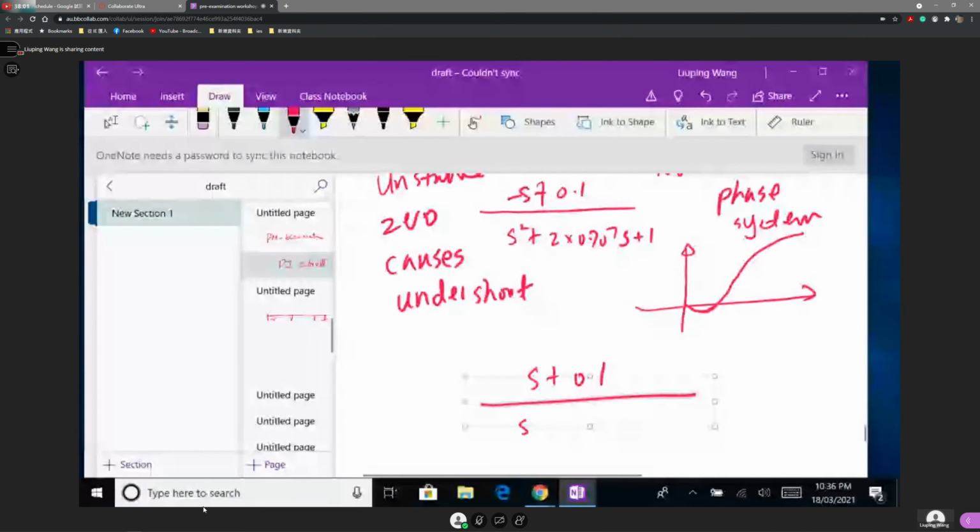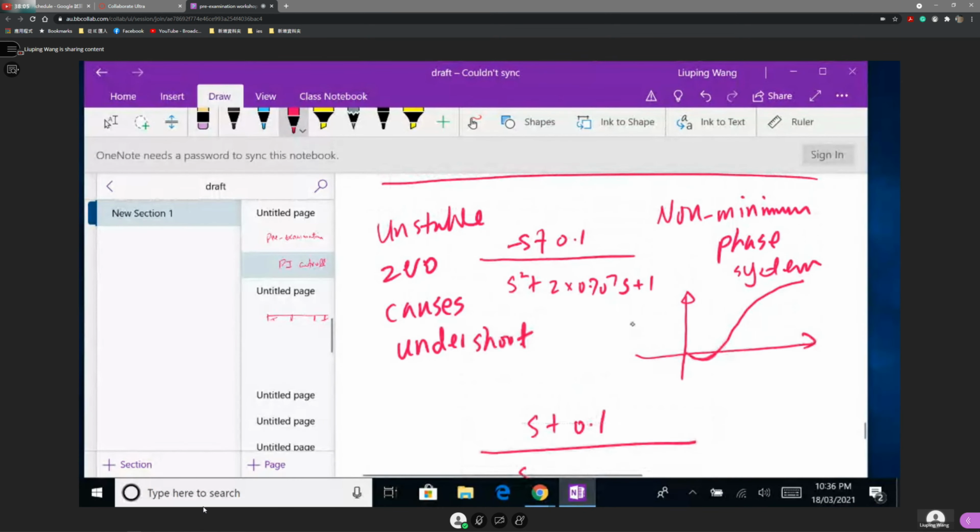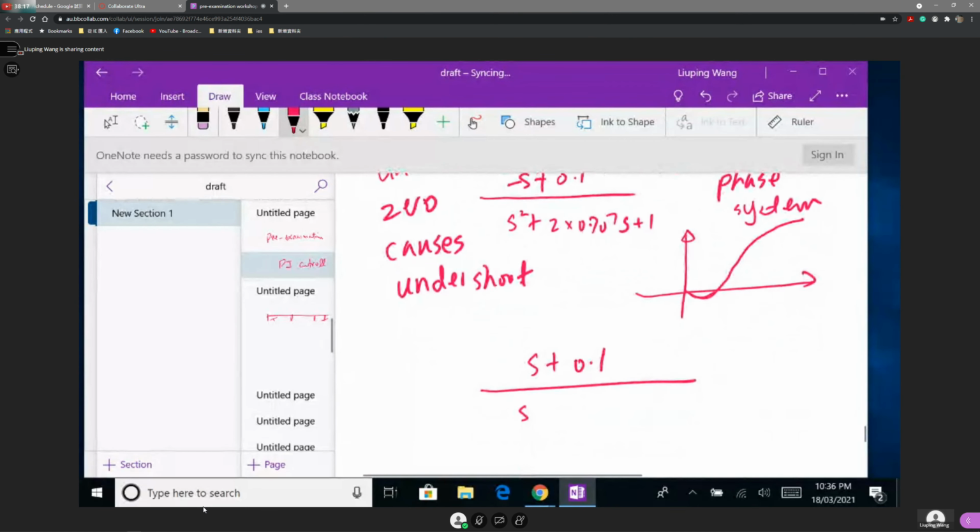It's an unstable zero because I make this minus s plus 0.1 equal to 0. So s equal to 0.1, the positive zero. So that's an unstable zero. But this is a stable zero.